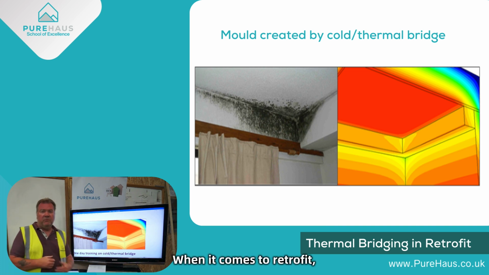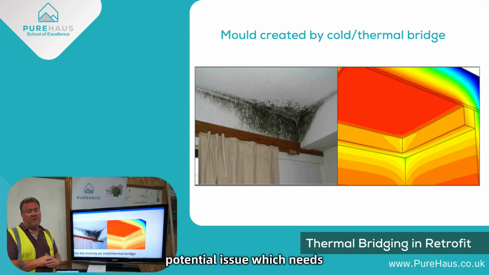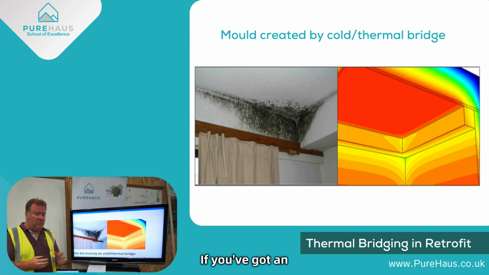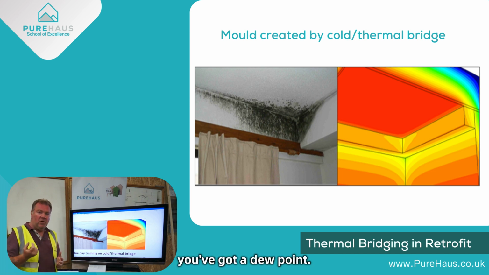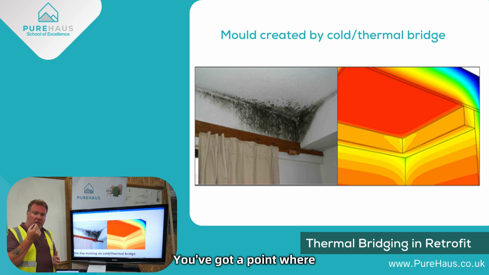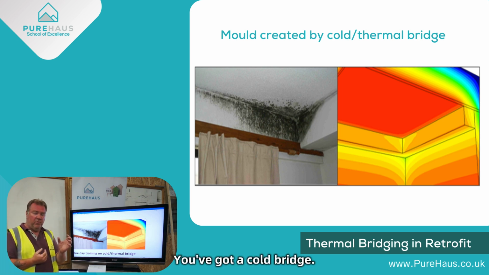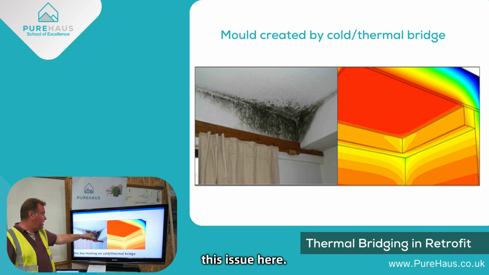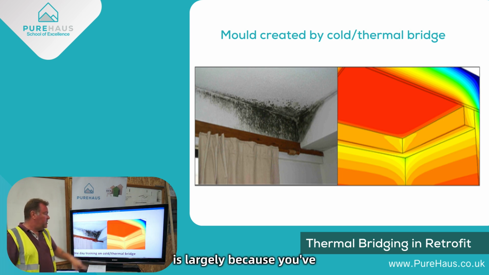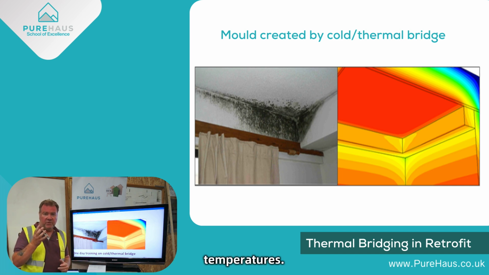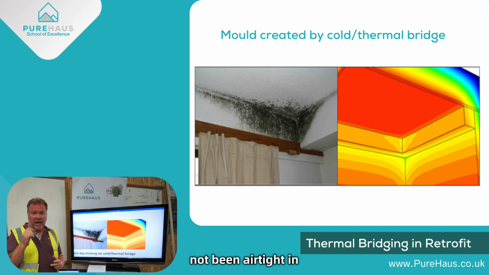Retrofit. When it comes to retrofit, there is a potential issue which needs to be thought about, and that is moisture. If you've got an existing outside wall and you're putting an insulation onto it, you've got a dew point, you've got a point where moisture is going to build up, because you go into airtight, you've got a cold bridge, you've got a thermal insulation, that is going to create this issue here. And this is largely because you've got two different temperatures, and that's because it's not been airtight and dealt with correctly.